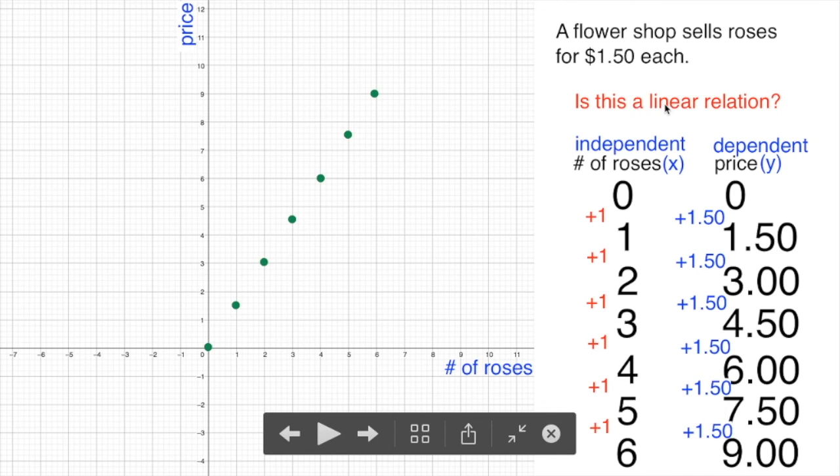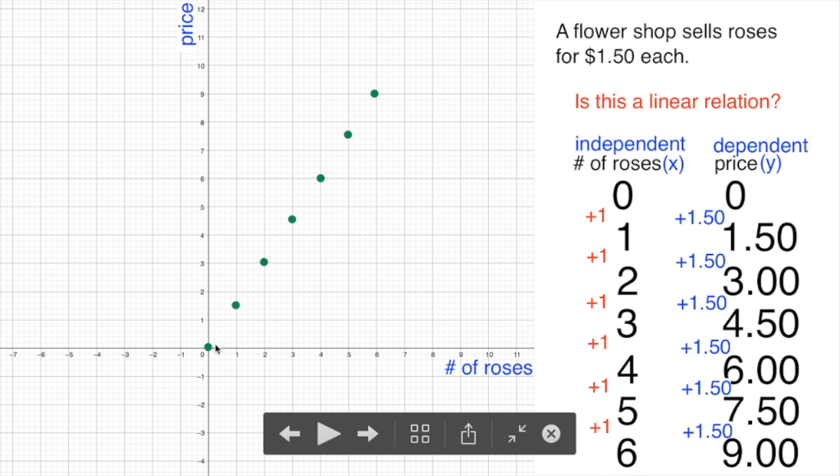Look at the first four letters of linear, L-I-N-E, line. That's what linear means. Basically, a linear relation is a relation that when you graph it, it will make a line. And the reason it makes a line? Because of what we said here. It goes up by a constant rate.